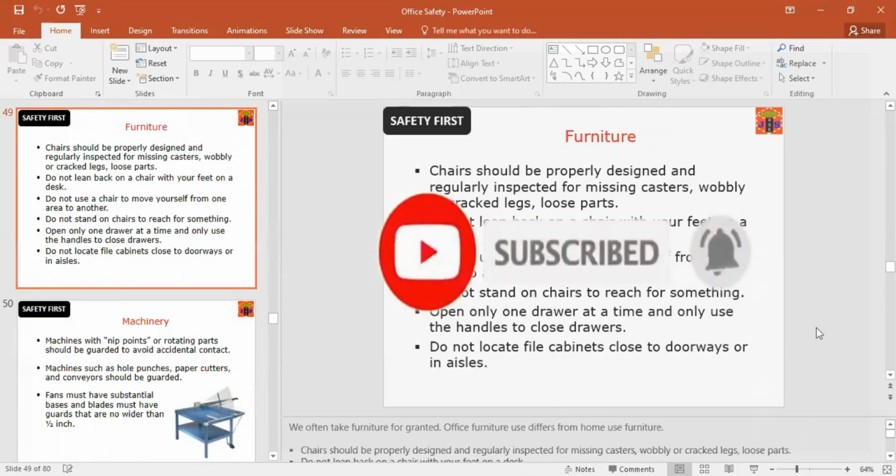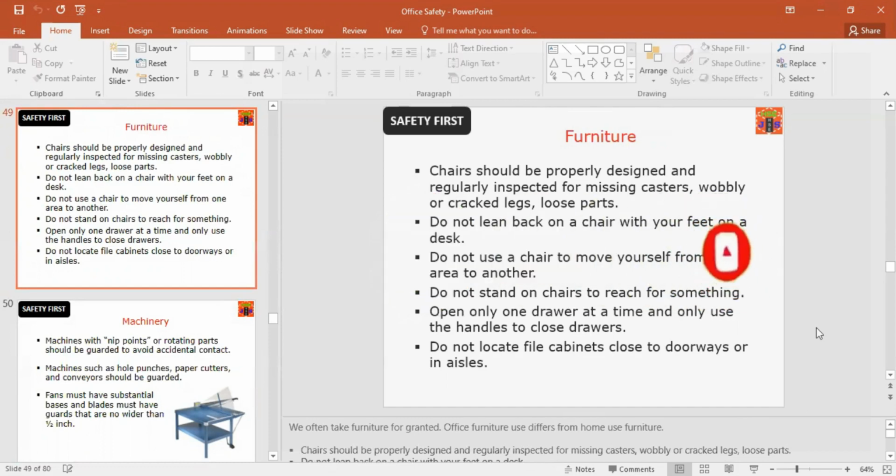Chairs should be properly designed and regularly inspected for missing casters, wobbly or cracked legs or loose parts. Don't lean back on the chair with your feet on a desk. Don't use a chair to move yourself from one area to another.